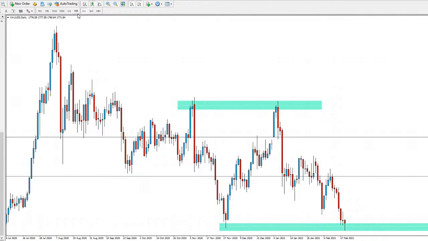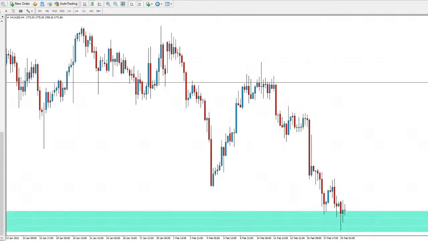And if you do find support, could see a nice push back to the upside for gold, potentially to come and go and test this sort of area here. As you can see, we had a really nice support there, push to the downside, could push back to the upside again and find some resistance, because again, very overextended to the downside for gold.